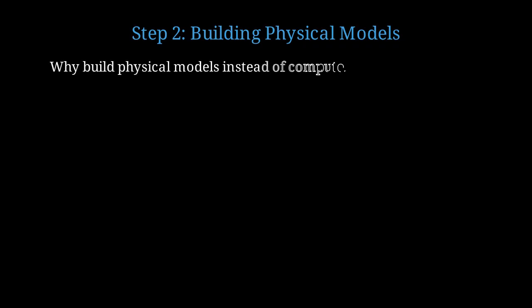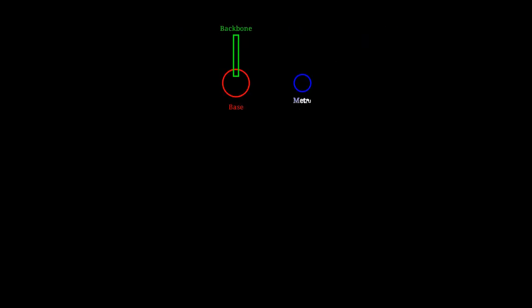You might wonder, why build physical models instead of using computer simulations? In 1953, computers were primitive and could not handle complex three-dimensional molecular modeling. Physical models were the only practical option. Watson and Crick built models using metal plates for the bases and rods for the sugar phosphate backbone. These physical components could be arranged in 3 dimensions and tested against experimental data.